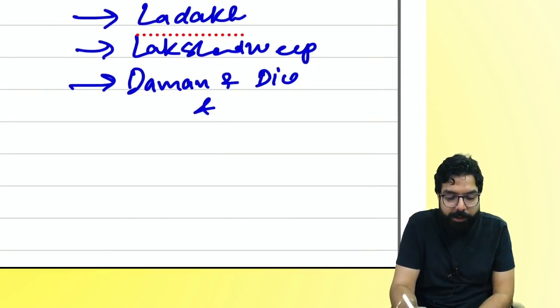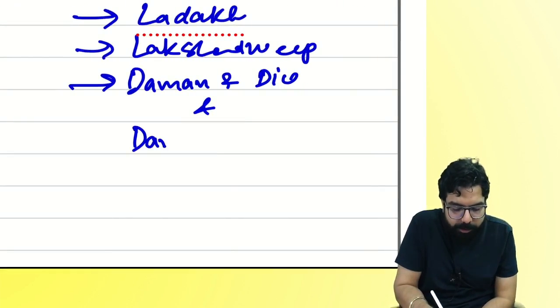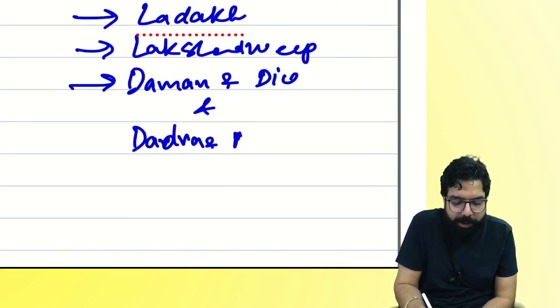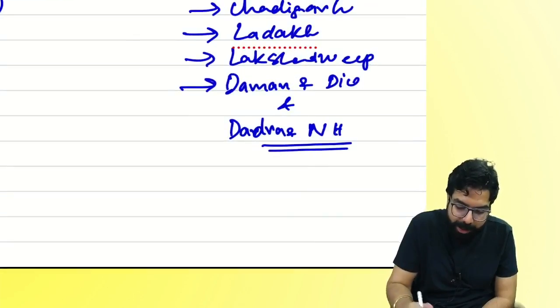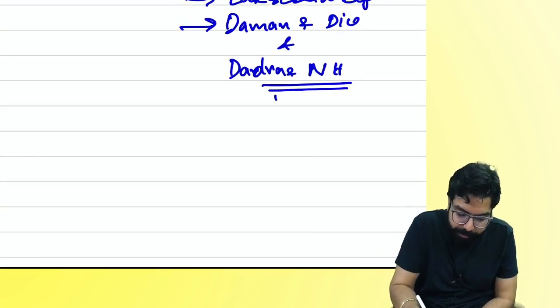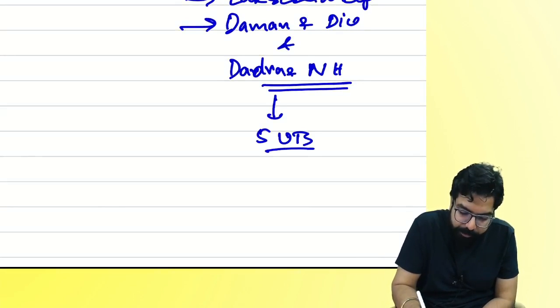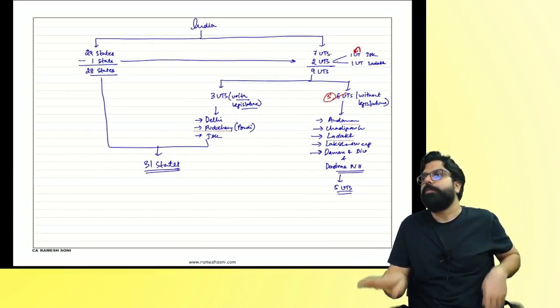We call it Daman and Diu and Dadra and Nagar Haveli. You knew this or you did not know? No problem. So how many UTs do we have, everyone? 5 UTs.